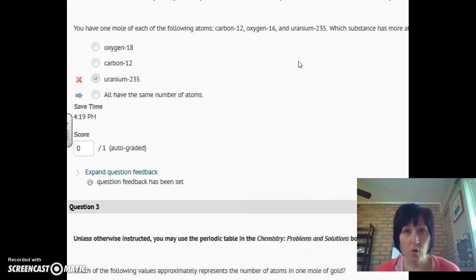So if they all have a mole, remember mole is a counting unit, 6.02 times 10 to the 23rd, they all have the exact same number of atoms, okay? They all have 1 mole, 1 atom in each one, so they all have 6.02 times 10 to the 23rd.